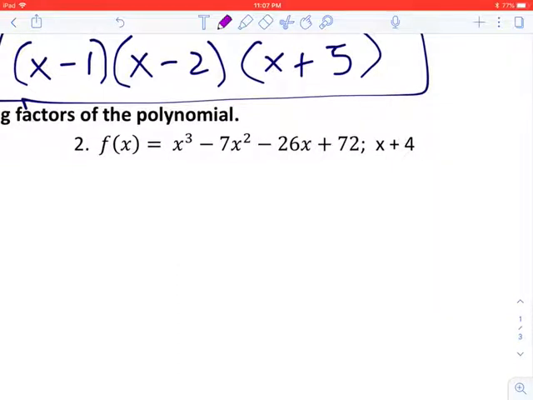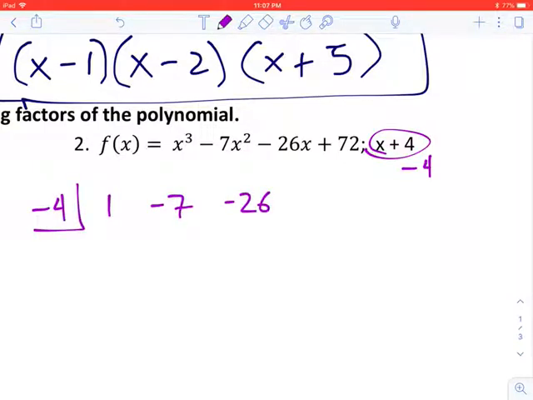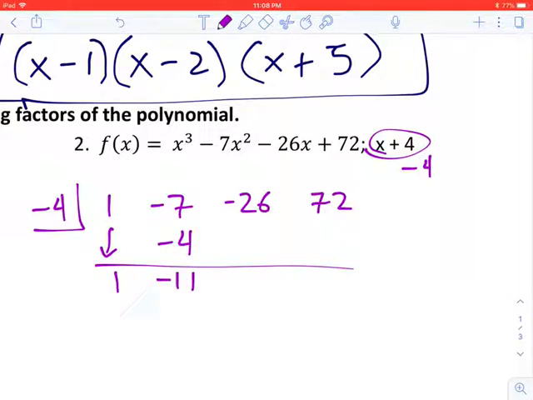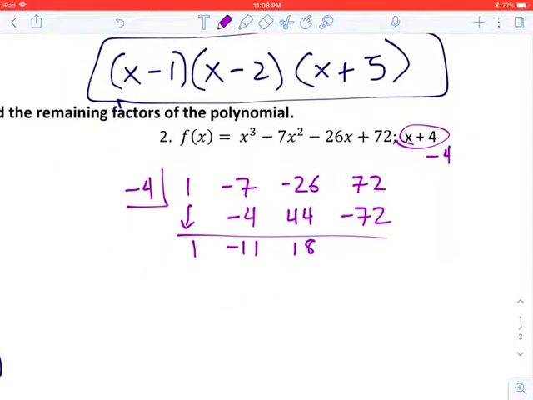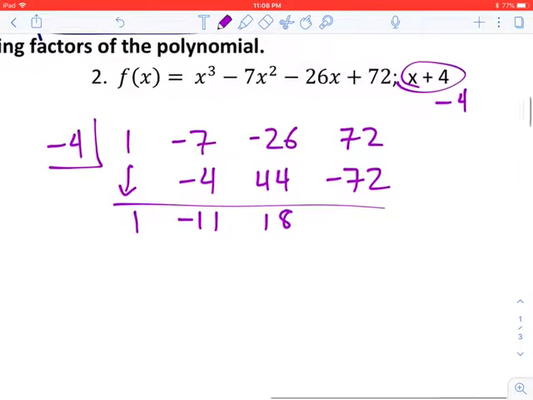Okay, so x plus 4, that means it's going to be -4 for my number. So it's 1, -7, -26, and +72. Bring down the 1. 1 times -4 is -4. -11. -11 times -4 is +44. And then that gives me 18. 18 times -4 is -72. I think that's right. Yeah.